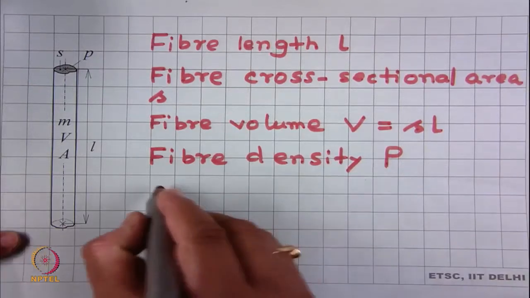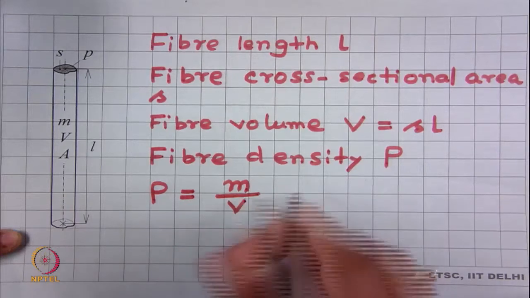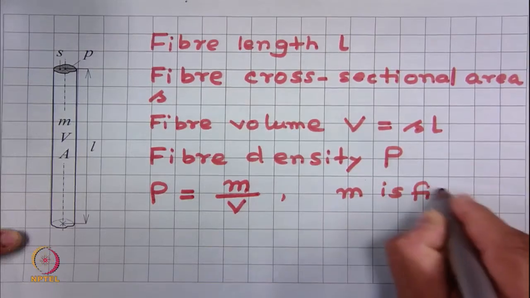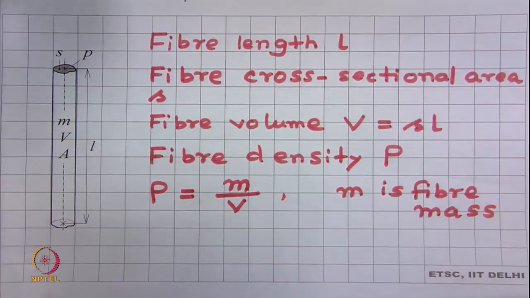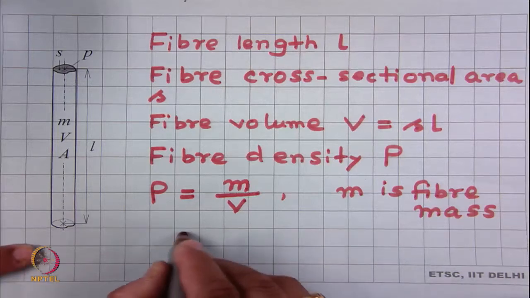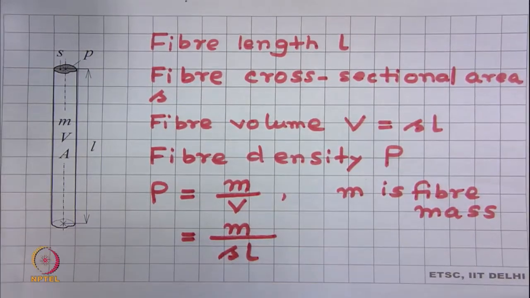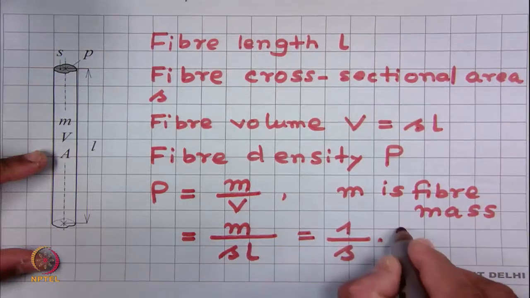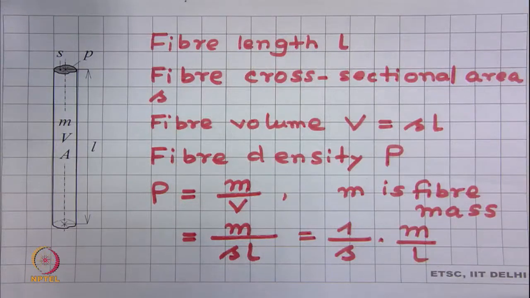From definition we know density is equal to mass per volume, where m is fiber mass, right? If we substitute volume in terms of S into L, then we obtain this expression. If we rearrange this expression a little, then we obtain this expression.